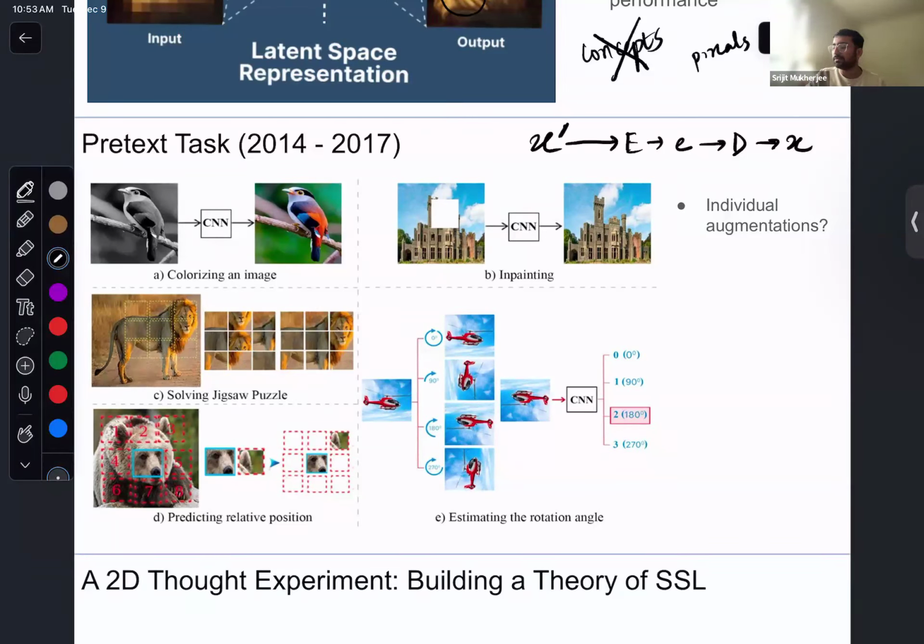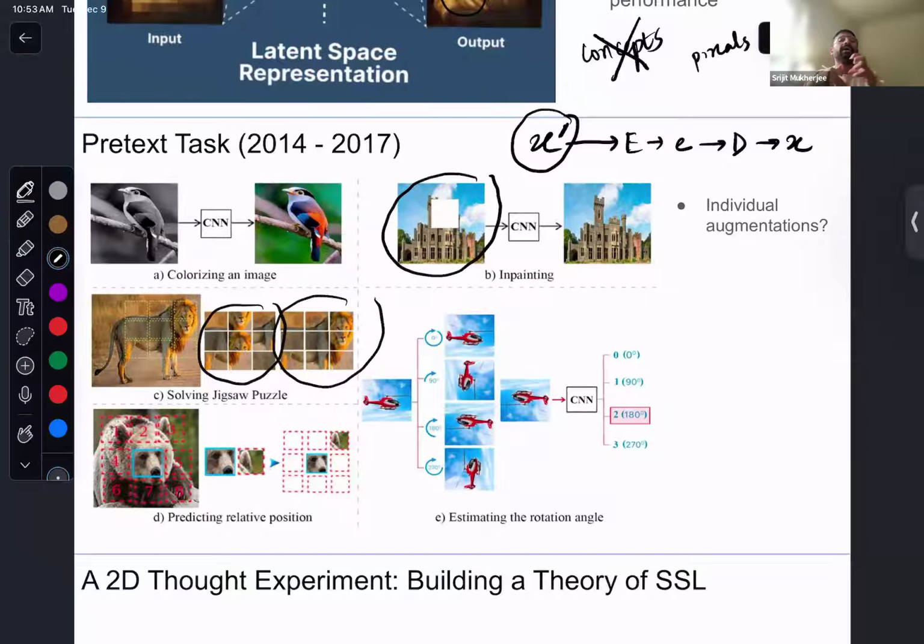So in this case, X dash is nothing but removal of the color. In this case, just removal or cropping out one region. In this case, it is rotating the patches out there. It's called a jigsaw puzzle. Essentially, what we are doing is that we are transforming X into X dash by some augmentation and try to recreate or remove that augmentation to get the actual image. Another one was it rotated all these different features and then tried to predict which rotation it is.